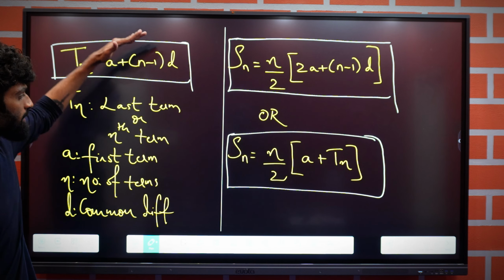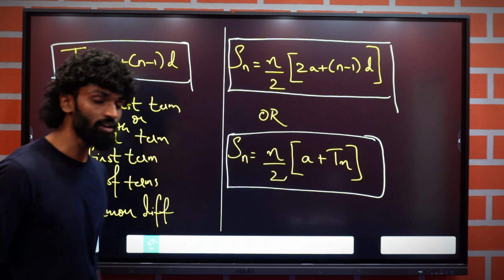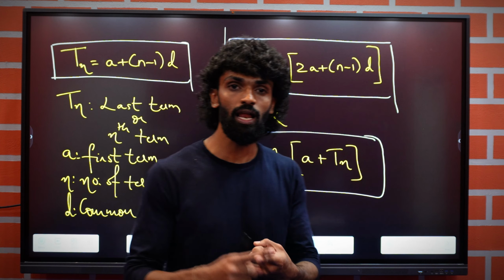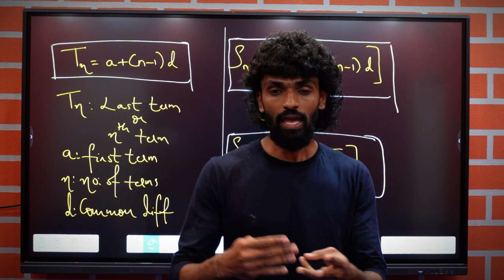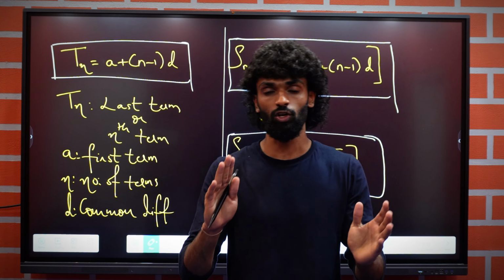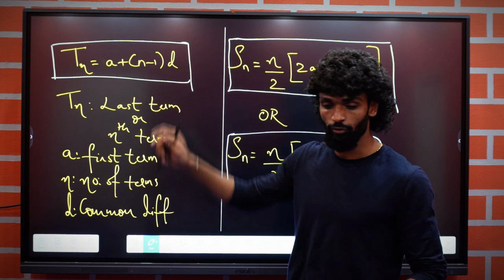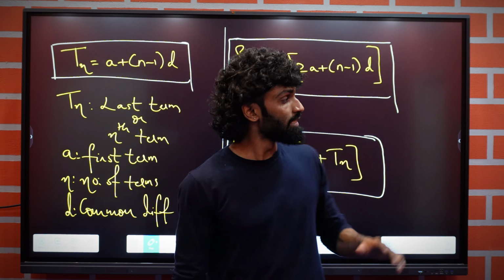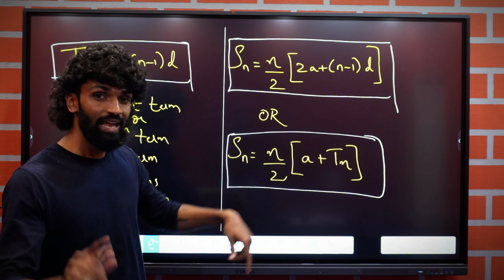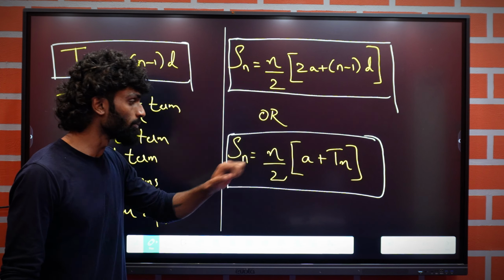You will use formula number 1 whenever phrases like find the last term, find the nth term, a is given, n is given come up, and you will be solving all those things using the first set of formula. The second set has two things. Let me talk about the second formula first.